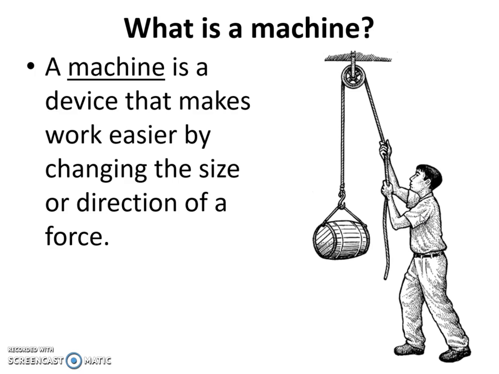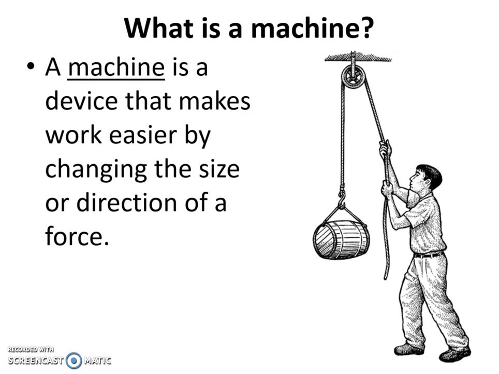Okay, so now let's get into the machines. A machine is something that's just going to make work easier by changing the size or the direction of the force. So you're not having to push harder, you're not having to work as hard. It makes work easier. It makes life easier. There are all kinds of machines. Almost everything around you is a machine. But let's talk about the simple machines.